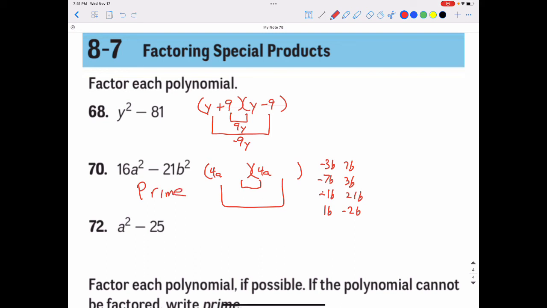72 is a squared minus 25. We cannot do a distributive property, so we're splitting up a squared as a and a, and again, without a middle term, we're looking for factors of negative 25 that add up to 0. So positive 5 times negative 5 multiplied to be negative 25, but you can see the insides and outside terms do add up to equal 0.